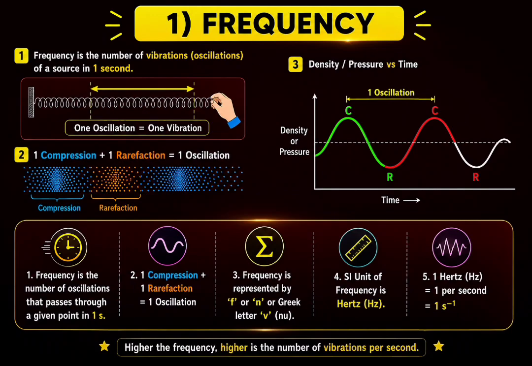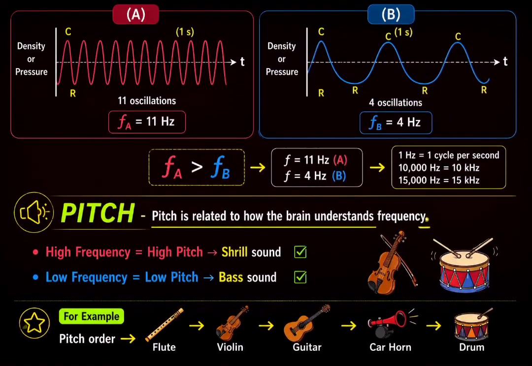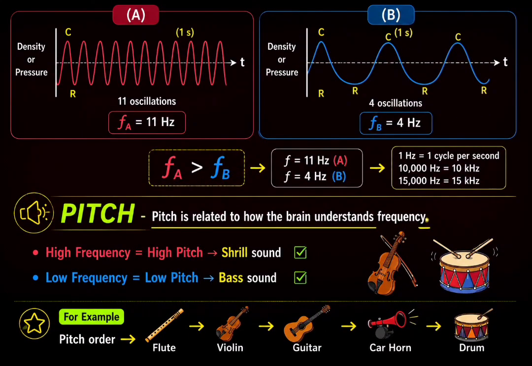Now comes an interesting property, pitch. Pitch tells us whether a sound feels high or low. Pitch depends on frequency. A high frequency sound produces a high pitched, sharp sound. A low frequency sound produces a low pitched, deep sound. For example, the sound of a flute is generally high pitched, while a drum produces a low pitched sound.